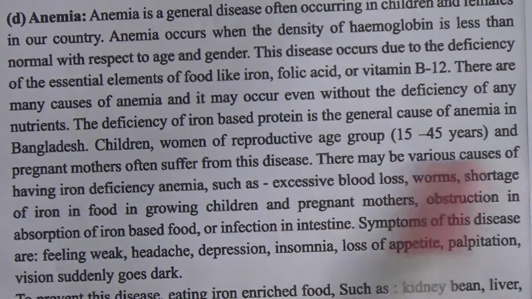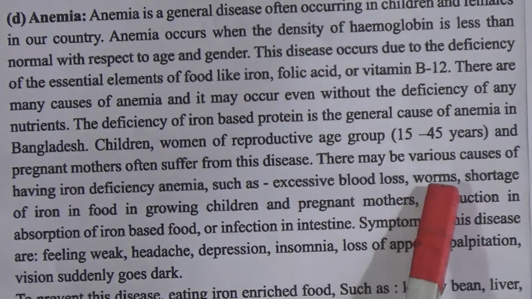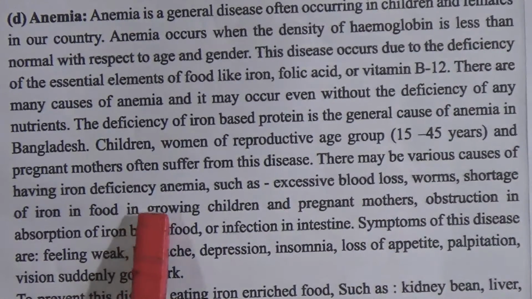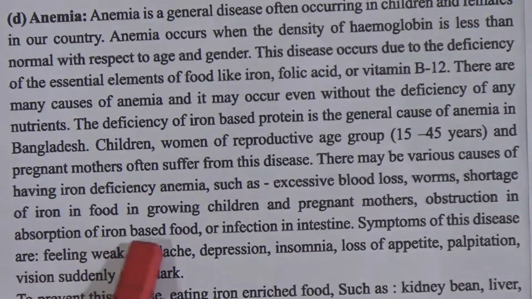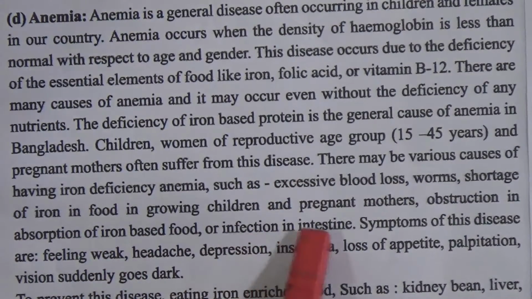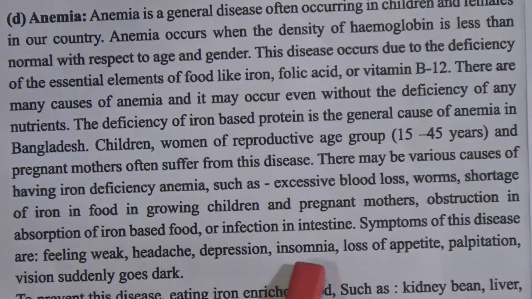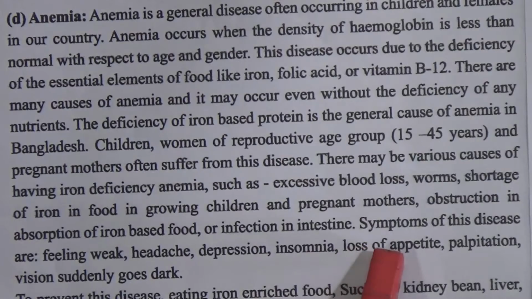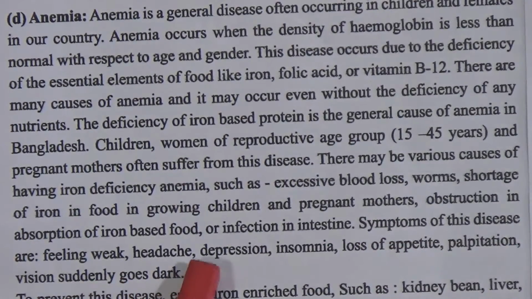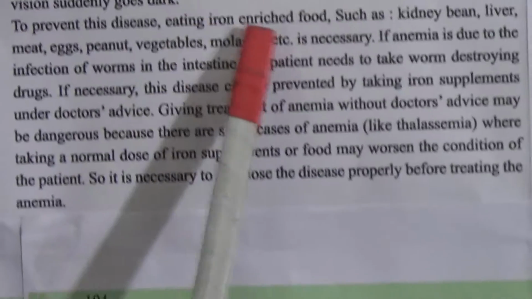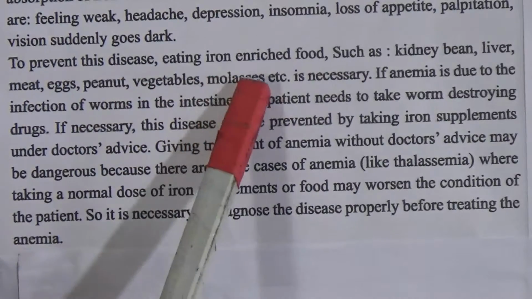There may be various causes of iron deficiency anemia, such as excessive blood loss, worms, shortage of iron in food for growing children and pregnant mothers, obstruction in the absorption of iron, or infection in the intestine. Symptoms of this disease are feeling weak, headache, depression, insomnia, loss of appetite, palpitation, and vision suddenly going dark. To prevent this disease, eating iron enriched food such as kidney beans, liver, meat, eggs, peanuts, vegetables, molasses, etc.